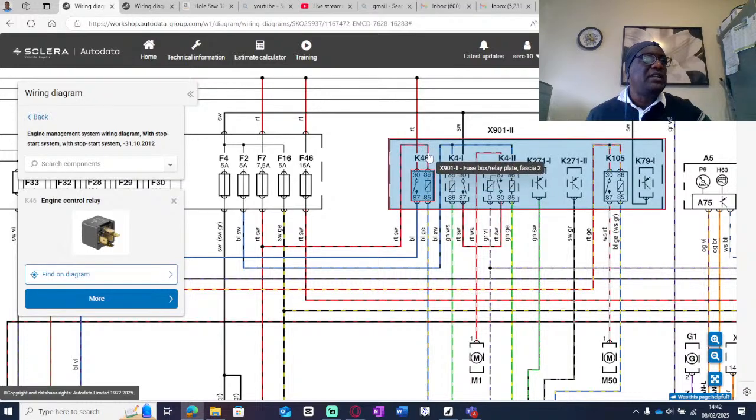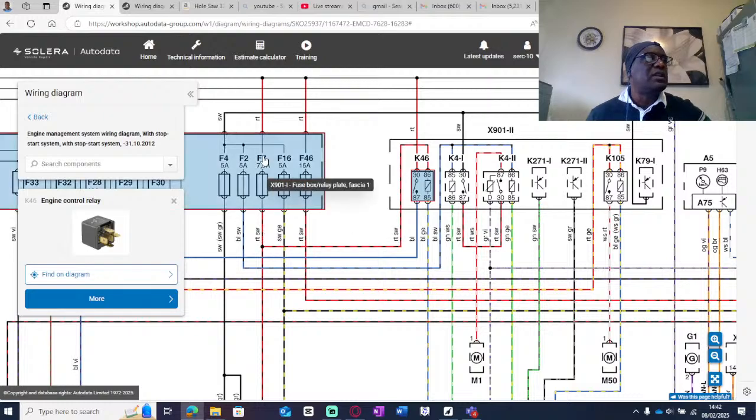So if you follow 86, follow that wire there, that red and black wire, it's powered by fuse number 7, which is also powered by the battery. All right, so fuse number 7 powered by the battery. So we have got permanent power here on 86, we've got permanent power here on 30.